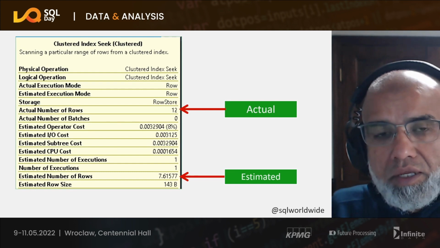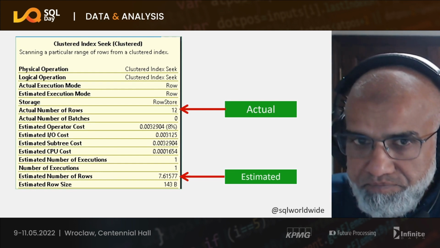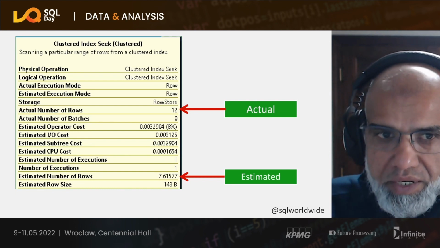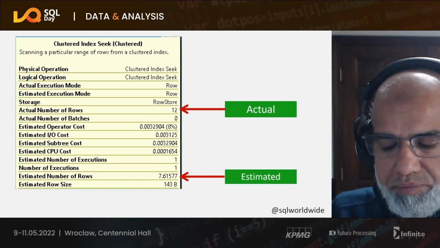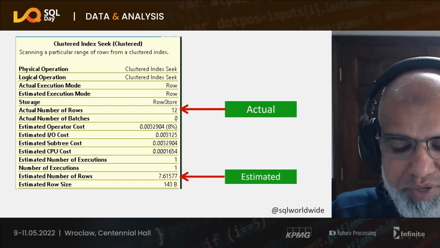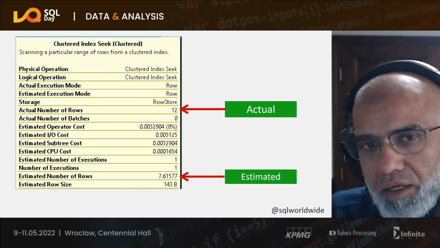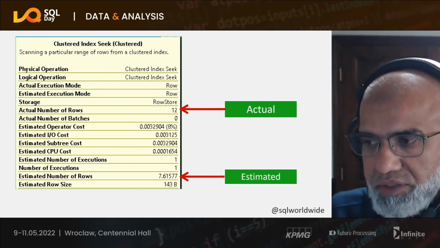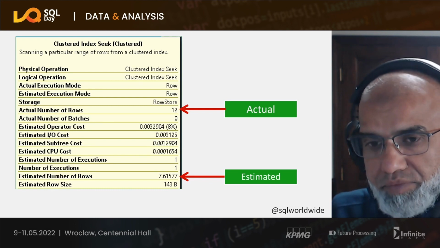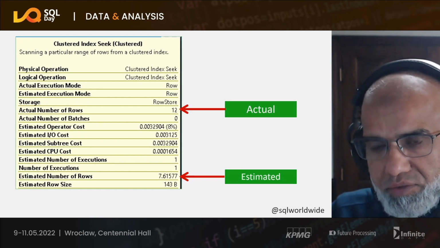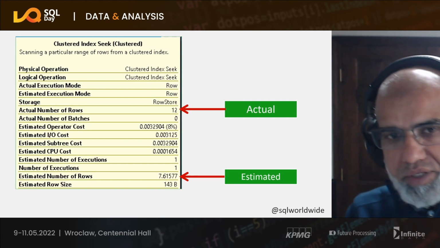So look at that. Looking at this picture that you see on my screen, the actual number of rows is 12, and the estimated number of rows is 7.6. So just round it up to 8. Now you might say, what's the big deal between 8 and 12? Probably not a big deal. But imagine these numbers are in millions, like 8 million versus 12 million. There will be a problem, and we'll talk about the implication of this difference between the estimated number of rows and the actual number of rows.